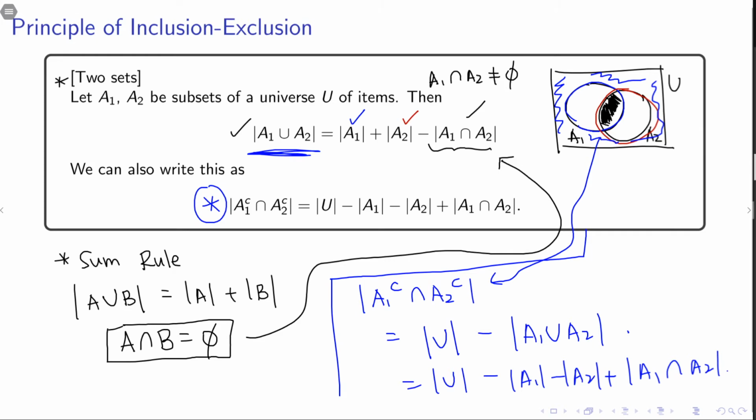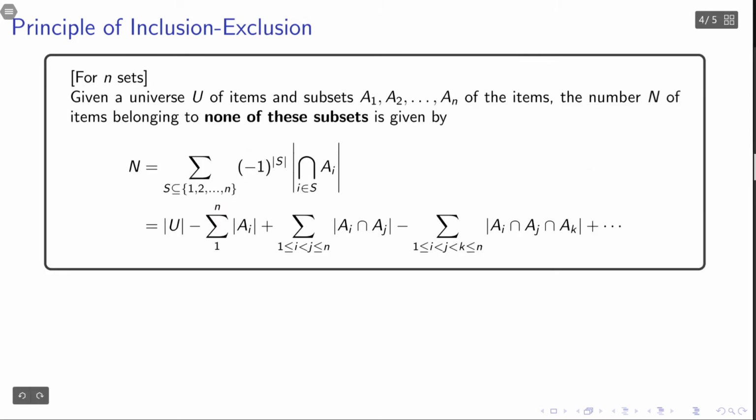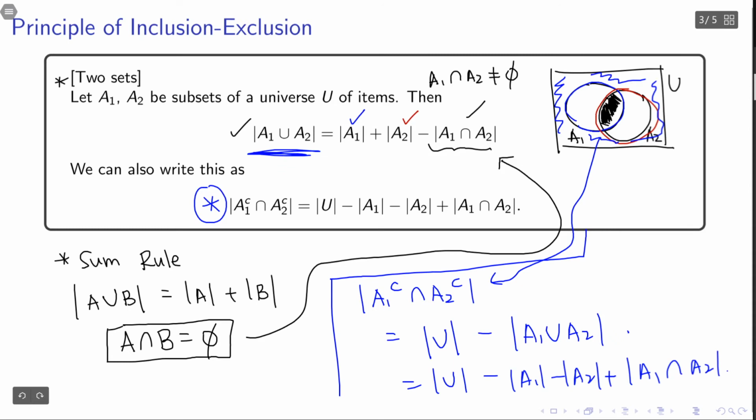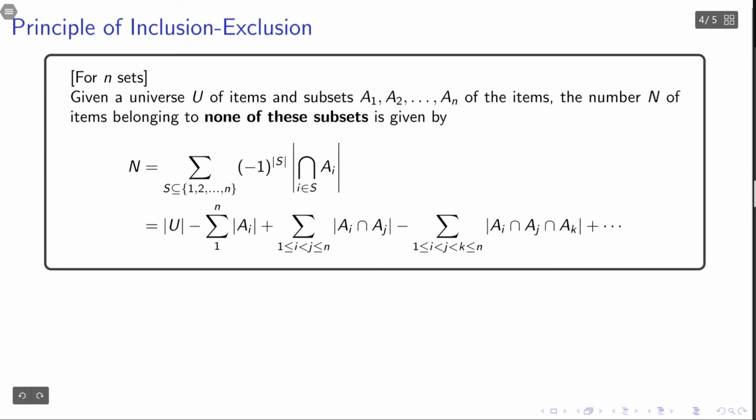And there is a more general statement for the principle of inclusion-exclusion for n sets, right? Not just 2. And how this works is, as an analogy to this avoidance of A1 and A2, right? Computing how many elements are there in neither of those sets. Now you're computing how many elements there are that belong to none of the sets A1 to AN.